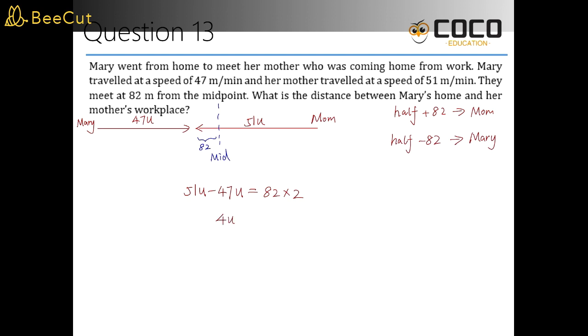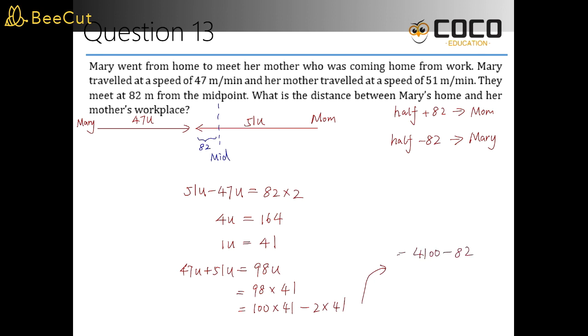Then we have 4u equals 164. Divided by 4, 1u is 41. They're asking for the total distance, so 47u plus 51u equals 98 units. So 98 times 41. At this step, you can treat 98 as 100 minus 2, so it's the same as 100 times 41 minus 2 times 41. That's easier to find the answer. So 4100 minus 82. The answer is 4018.